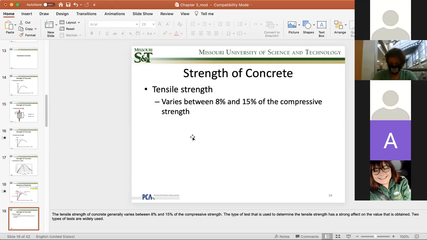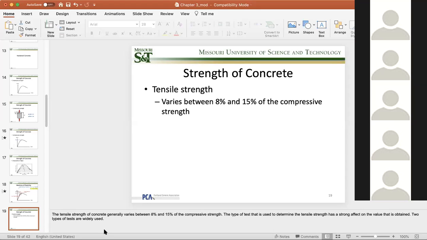Strengths beyond 8 ksi, we call high strength concrete. So now, if we take a normal strength concrete, say 4,000 psi, 10% of that is, what is 10% of 4,000? Austin, are you still there? Yeah, I'm here. 10% of 4,000? 400.